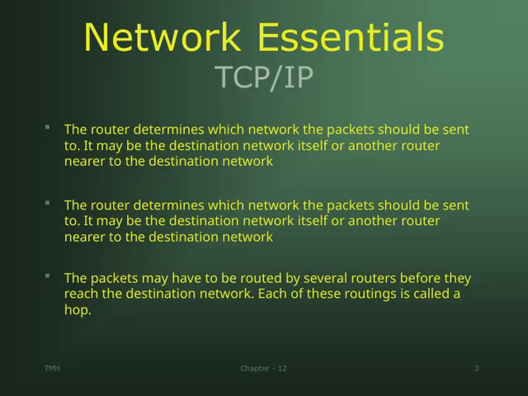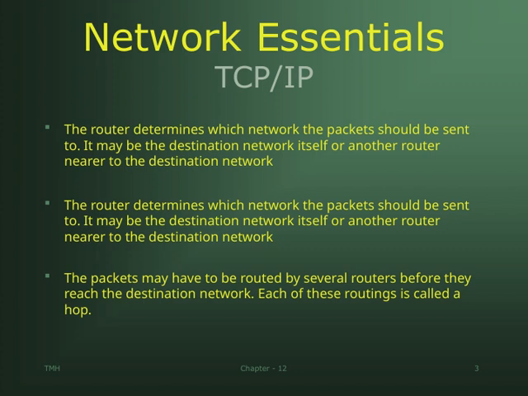Now, let's talk about how routers determine where to send packets. Essentially, the router's job is to figure out which network the data needs to go to. It could be the actual destination network, or it might be another router that's closer to the final destination. This decision-making process is crucial because, unlike sending a letter through the mail, data packets often have to travel through multiple networks. In fact, they might pass through several routers along the way.